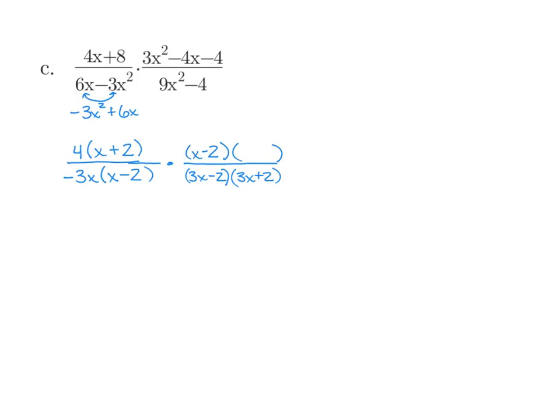Remember the whole purpose of this: we are trying to cancel things. We will do a quick check step to make sure that our factorization is correct. So if I go with x minus 2, we're going to go ahead and factor this. 3x squared breaks down to x and 3x, and negative 4 breaks down to negative 2 and positive 2.